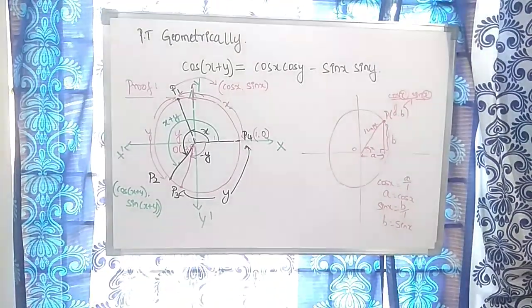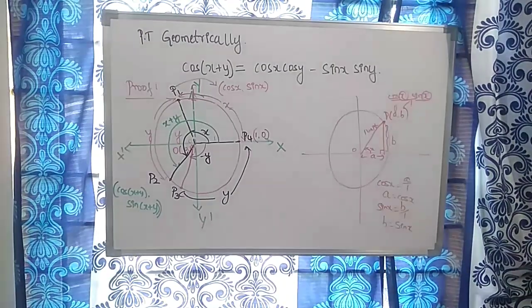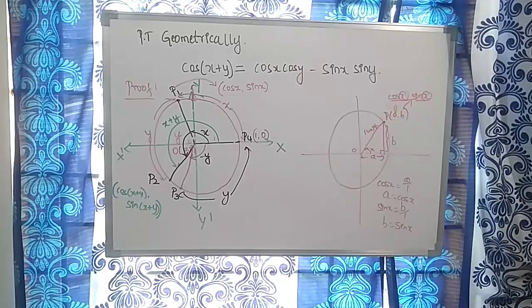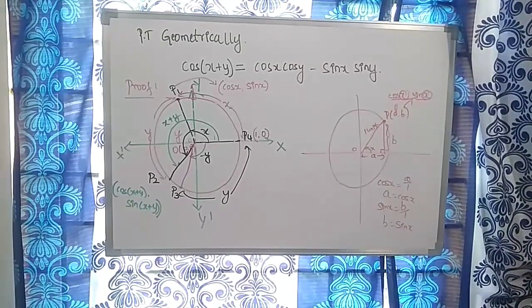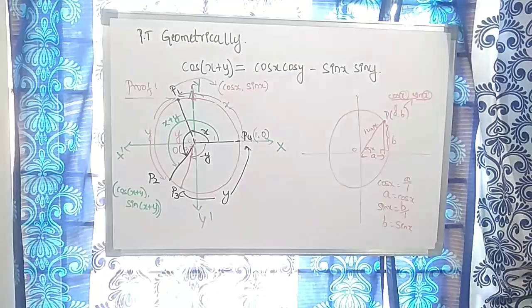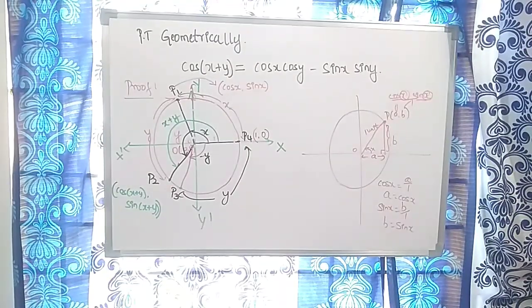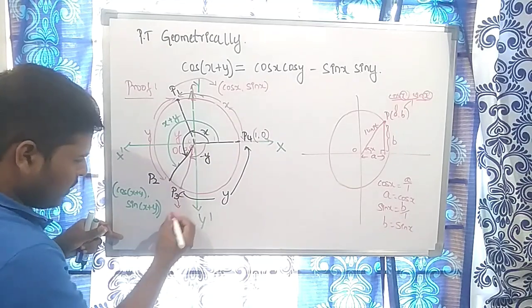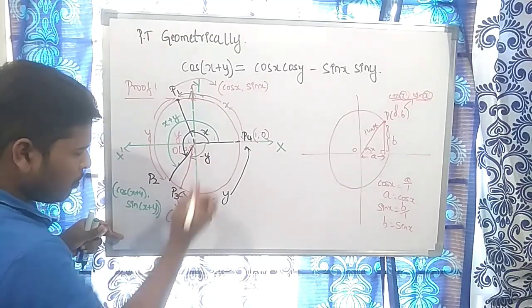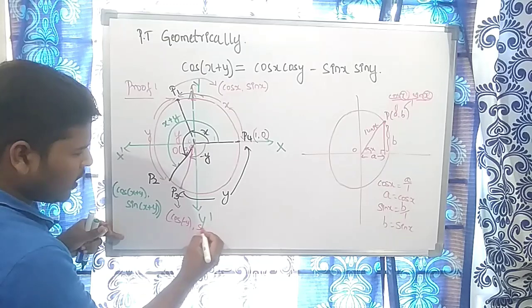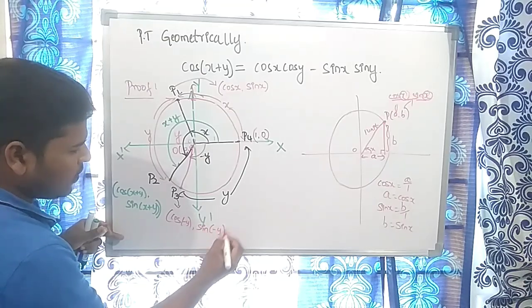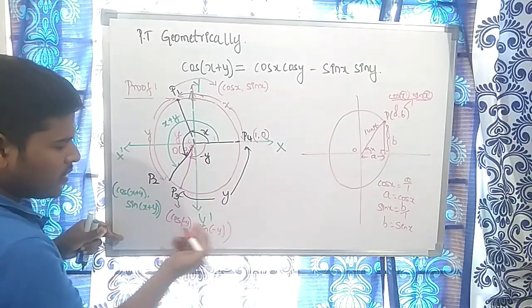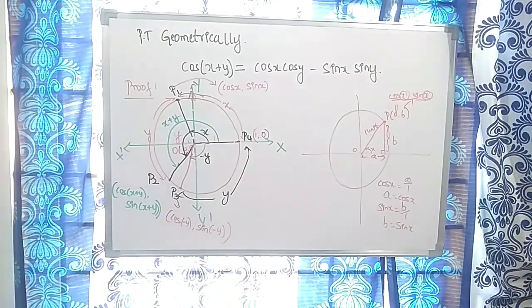Next, I think you can guess for point P3. Easily we can say for point P3, minus y radian is there. For minus y, I am directly taking for point P3 cos of minus y, comma sin of minus y. See here, is it clear?